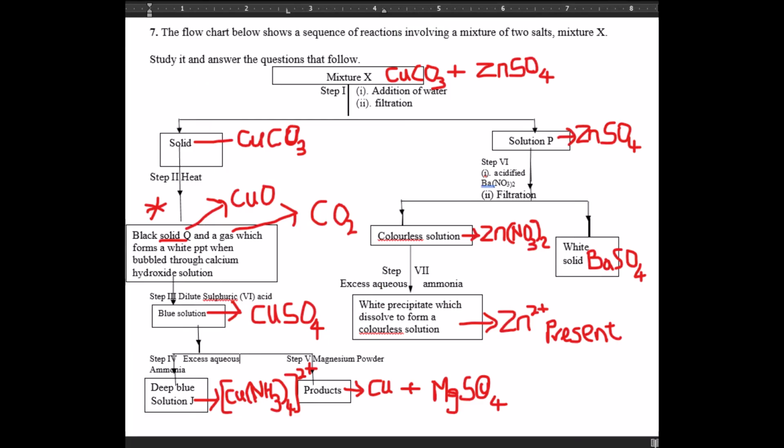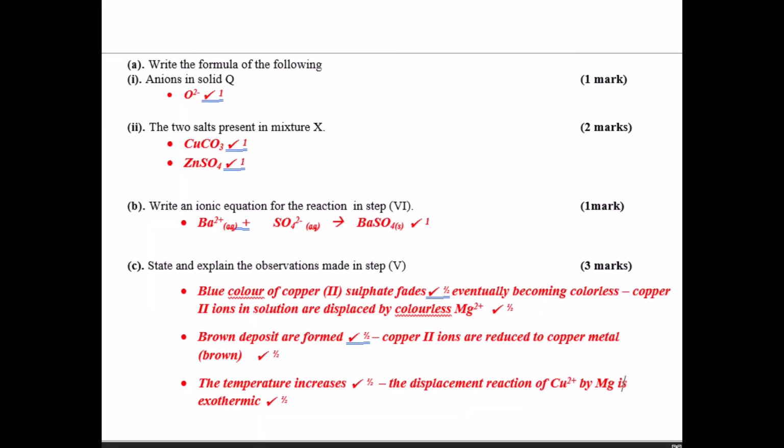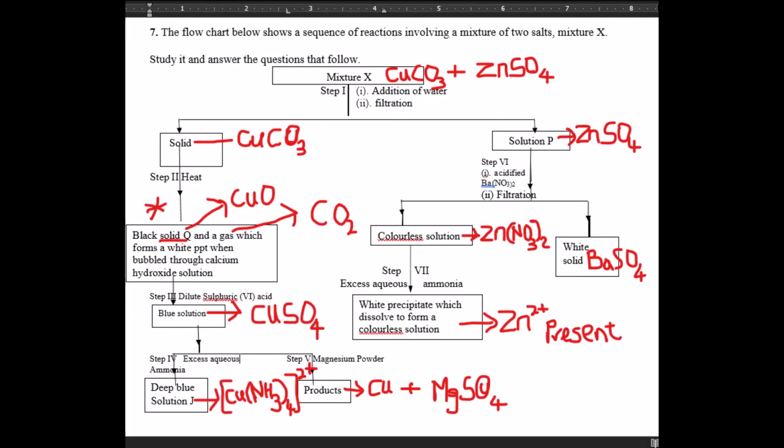The anion present in solid Q, that's copper 2 oxide, is the oxide ion. If I can talk about the two salts present in X, we have seen that it is copper 2 carbonate and the zinc sulfate. The equation taking place in step number 5.